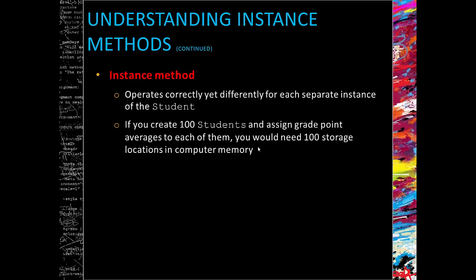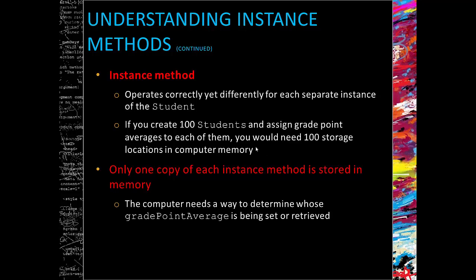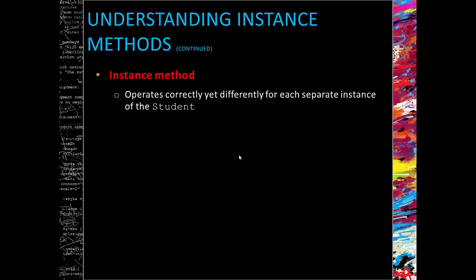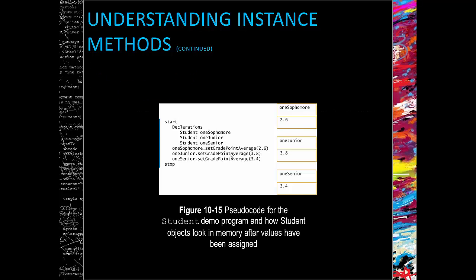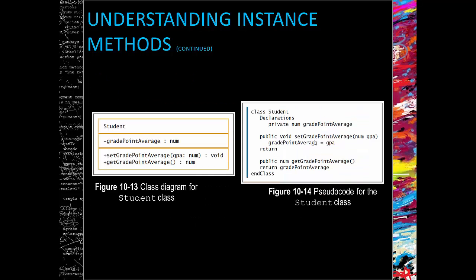So if you create 100 students and assign grade point averages to each of them, you would need 100 storage locations in computer memory. Only one copy of each instance method is stored in memory. So the computer needs a way to determine whose grade point average is actually being set or retrieved. Now, there is a mechanism that handles this problem: how students' addresses are passed from an application, like our demo here, to the instance methods of the student class.